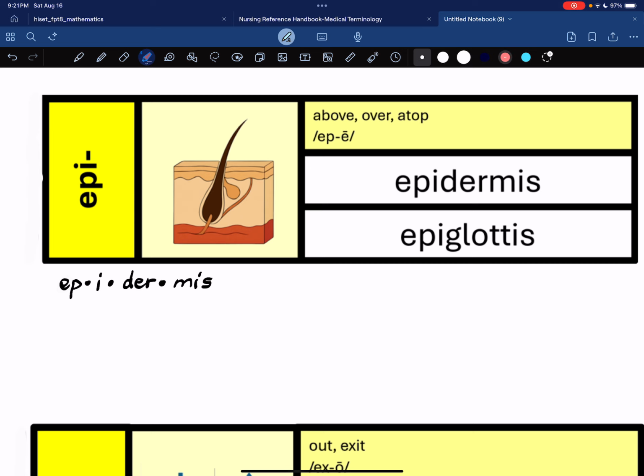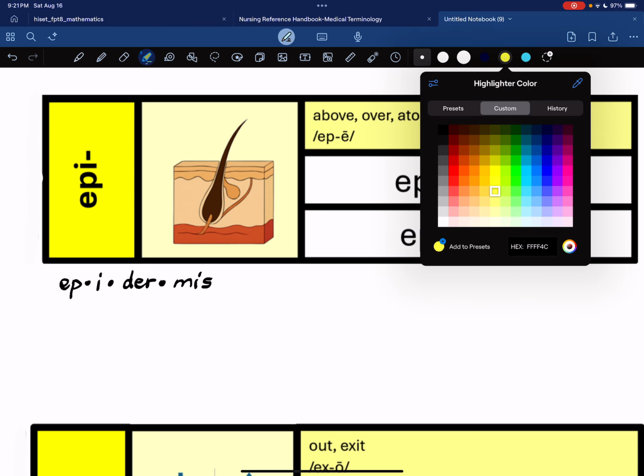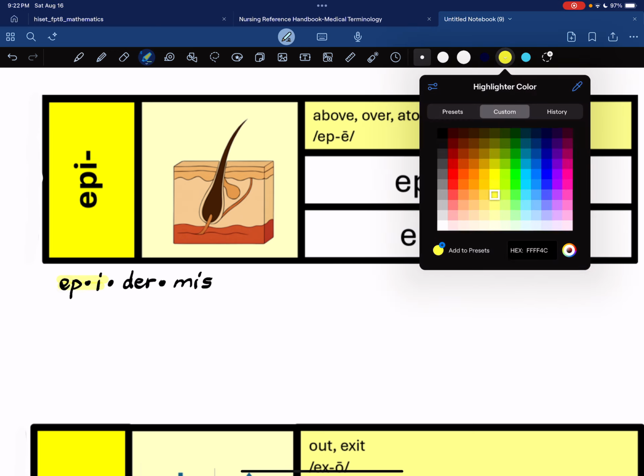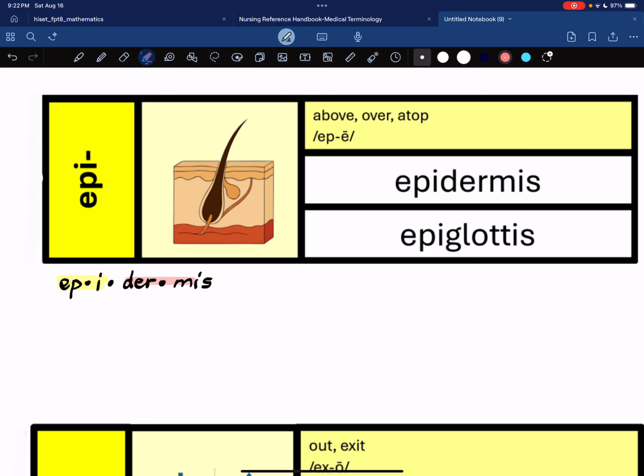Epidermis is a combination of the prefix epi, above, and derm, which is the root for skin. The epidermis is the top layer of skin. The skin is the largest organ in your body. The epidermis is the top layer of skin, the outer layer of skin. That could be another meaning of epi, outer.